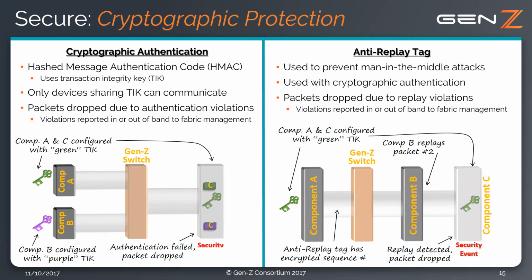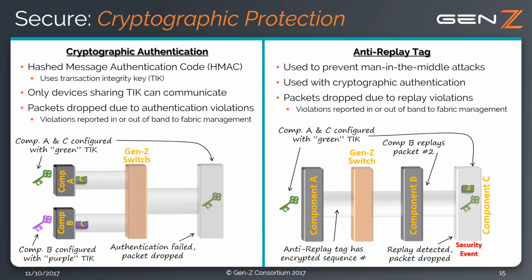When a Gen Z packet is generated and sent, each component calculates the next per destination sequence number or master clock value and inserts this in the anti-replay tag field. The component then generates the HMAC, the hash-based message authentication code, and inserts it in the packet header. When the packet is received, the destination component performs the HMAC validation described previously. Then it checks the sequence number or master time for proper forward progress, and if not valid, the packet is discarded, an access violation audit entry is created, and a security event is reported to Fabric Management by in-band or out-of-band mechanisms. Fabric Management can use this to determine the presence of a faulty component or man-in-the-middle replay attack.